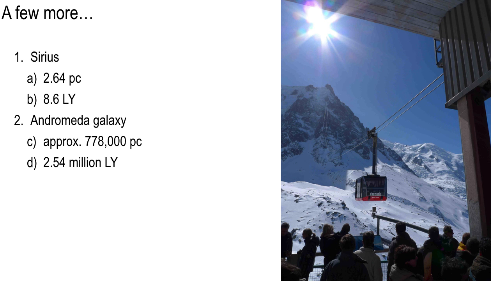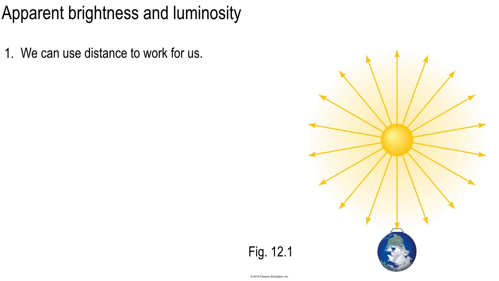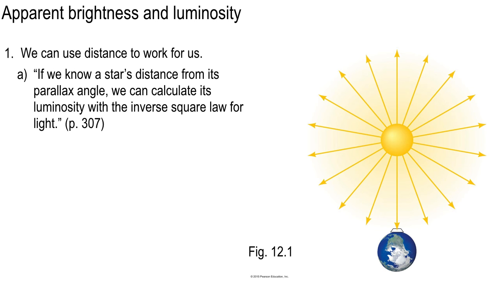Now, I want to have another discussion for the next few minutes about apparent brightness and luminosity. The reason that we've focused on triangulating the distance for as many stars as we can is because with that we can figure out the star's luminosity. Here's a quote from page 307. I'll go ahead and jot down page 307. If we know a star's distance from its parallax angle, and we've got many hundreds of thousands of those, we can calculate its luminosity.